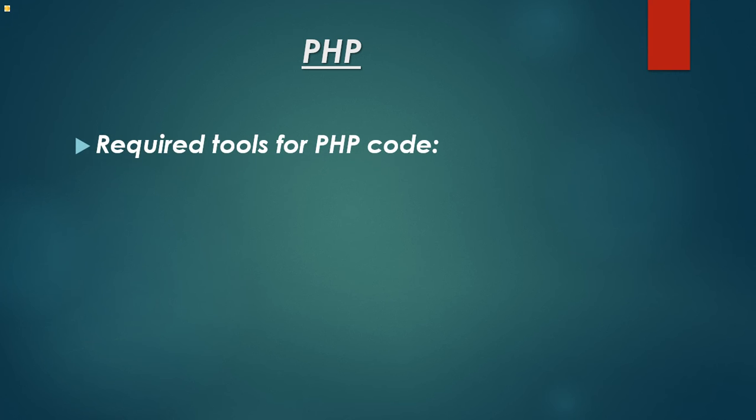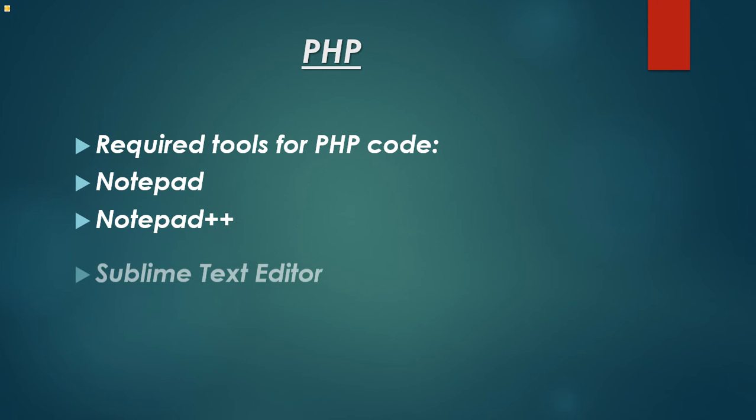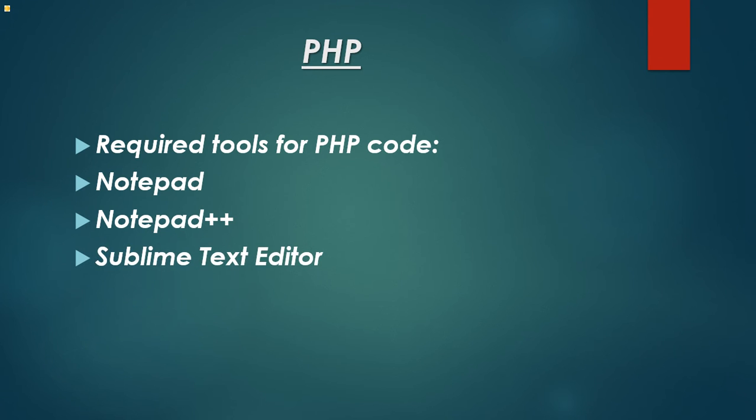So, the required tools for PHP code. There are many tools for PHP coding. Some of them are Notepad, which is simple, Notepad++, which is the latest version of Notepad, and Sublime Text editor. We use Sublime Text editor for PHP code. Atom is also a good platform for coding. Brackets is also another good platform for coding.